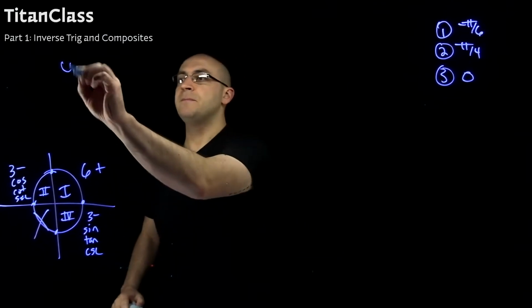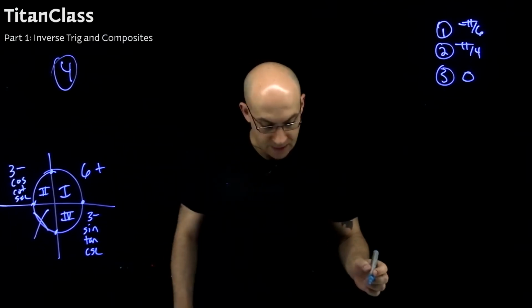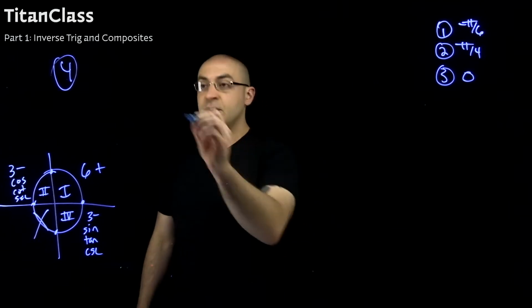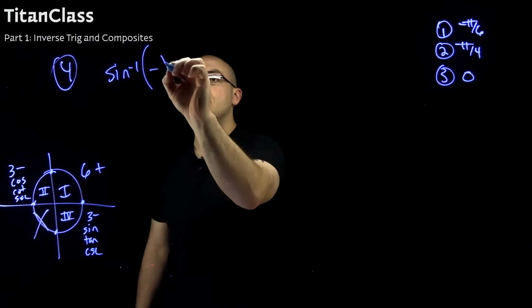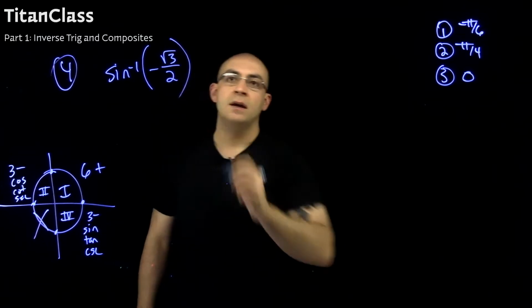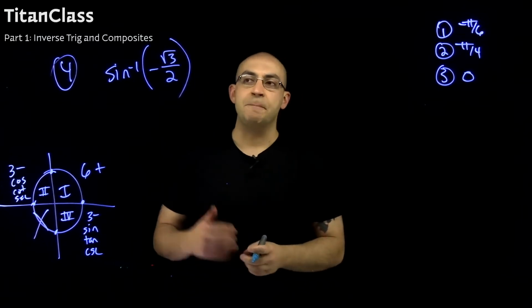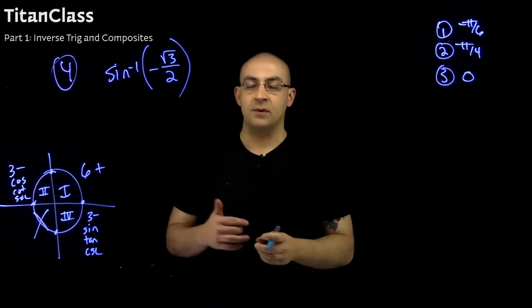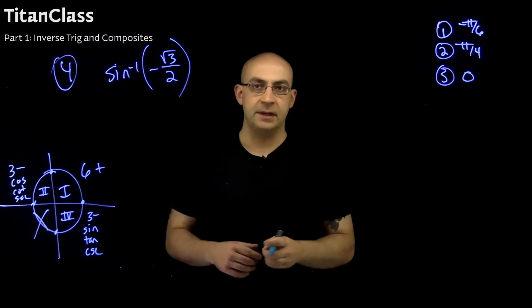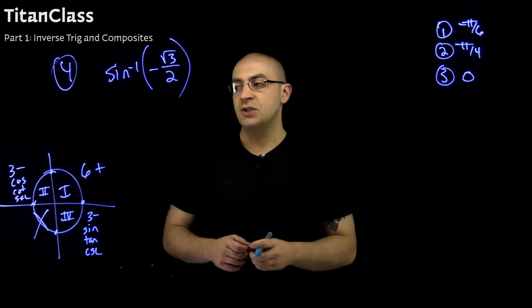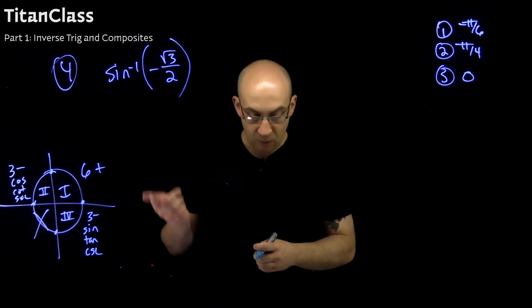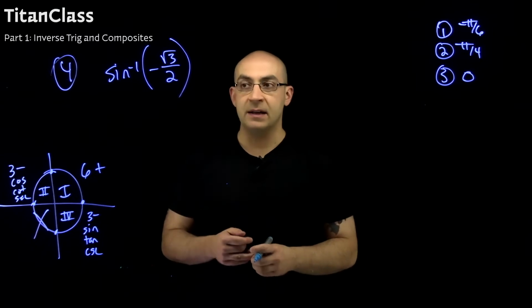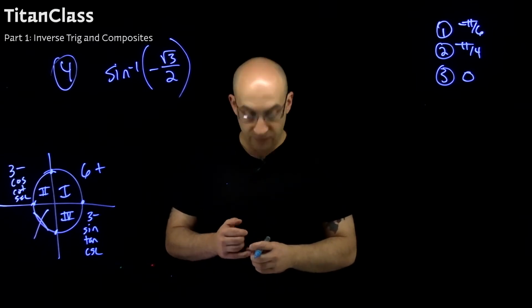Number 4. Okay, where's number 4? Inverse sine of negative root 3 over 2. Okay, so again, the first thing we want to look at is is this a negative or a positive value? Well, clearly it's negative because we have the negative in front of the root 3 over 2. So where is sine negative? Well, sine inverse is negative in quadrant 4. So we want to find out where we can find a negative root 3 over 2 value for sine.